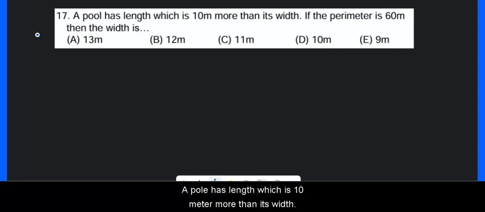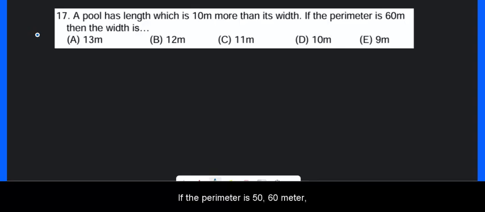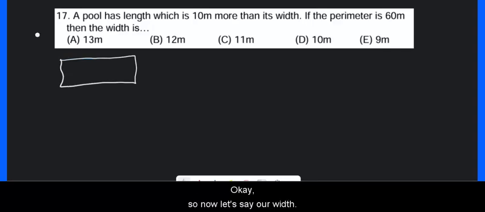Question 17. A pole has a length which is 10 meters more than its width. If the perimeter is 60 meters, then the width is... let's analyze that. Let's say our pole is simply a rectangle. Let's say this is our pole. Okay, so now let's say our width. Now they say the length is 10 meters more than the width.